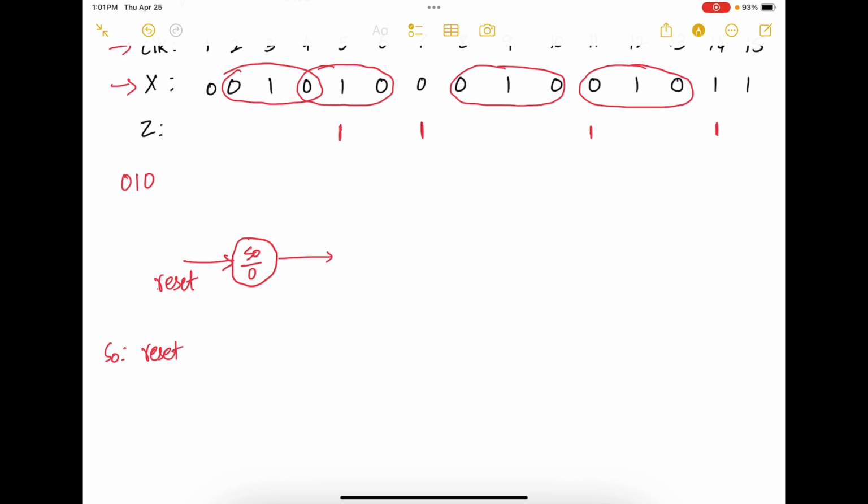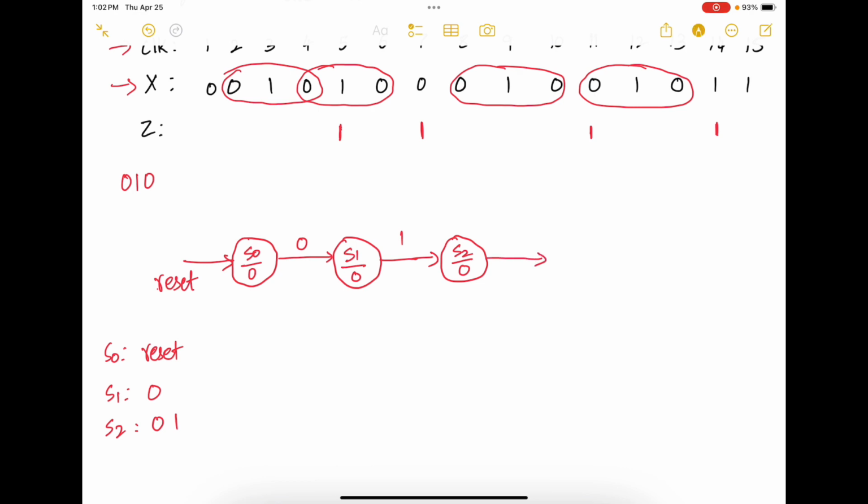From S0, if I get a 0, I move to state S1. My output is still a 0. So we always go in the path to detect the sequence. So S1 is a state which can be reached from the reset state if you give the input 0. Next, we move to S2 when you get a 1. And your output still remains a 0. So S2 is a state that you can reach from the reset state if your input bits are 0 and 1 respectively.